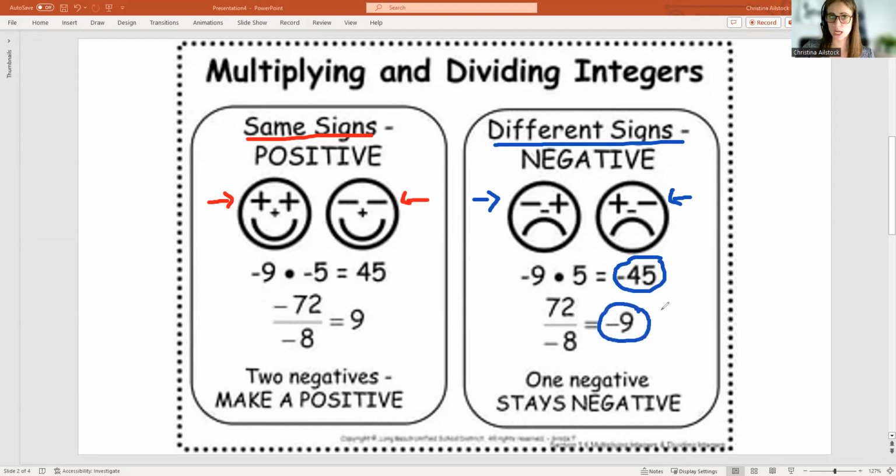So just for that quick recap, when we're multiplying or dividing, if the numbers have the same sign, so they're both positive or they're both negative, your answer will always be positive. If the two numbers have opposite signs, then your answer will always be negative.